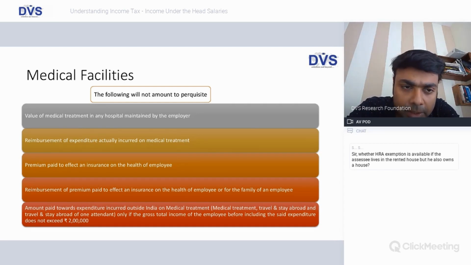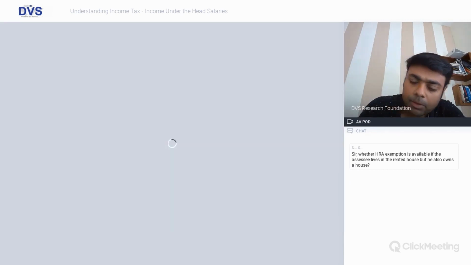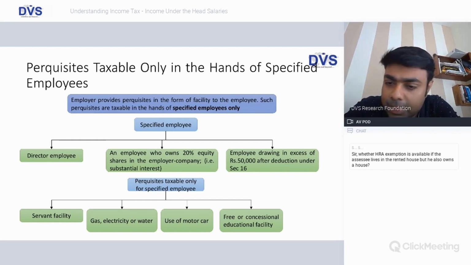So, value of medical treatment in any hospital maintained by the employer, reimbursement of expenditure actually incurred on medical treatment, premium paid to effect an insurance. So, medical allowance is taxable, medical facility is not taxed, medical reimbursement is not taxed, reimbursement of health insurance is not taxed, medical treatment outside India, as long as the gross total income of the employee does not exceed 2 lakhs per annum. Very rare, but still, it is also not taxed.